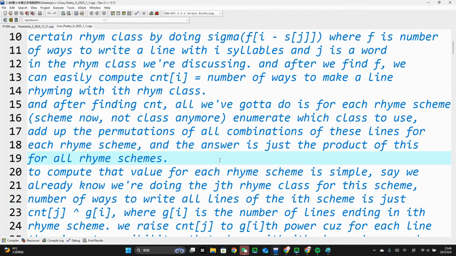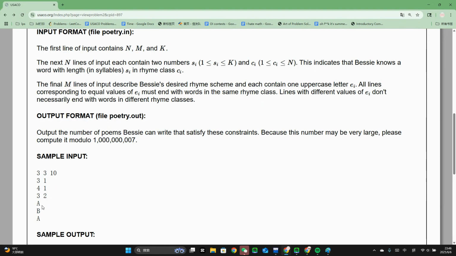Right now, we just have to handle the rhyme scheme, for each letter in the rhyme scheme. So for A, we just have to enumerate which rhyme class we put rhyme scheme A into. So it can be either rhyme class 1 or rhyme class 2. Then for each line, we just enumerate that, and then we do the same thing for B. So to visualize this, let's make a diagram.